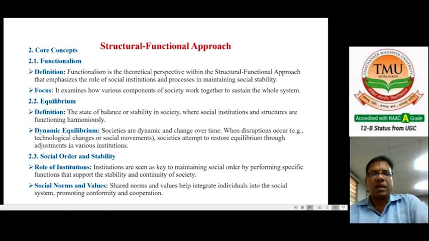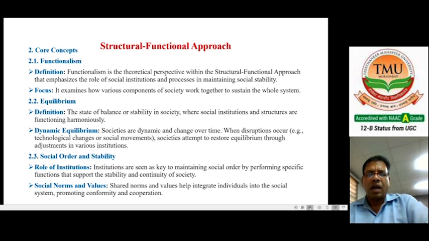Equilibrium, according to the structural functional approach, is the state of balance or stability in society where social institutions and structures are functioning harmoniously. When we're talking about dynamic equilibrium, society is dynamic and changes over time. When disruptions occur, for example technological changes or social movements, society attempts to restore equilibrium through adjustments in various institutions. This is a very important part of the structural functional approach.